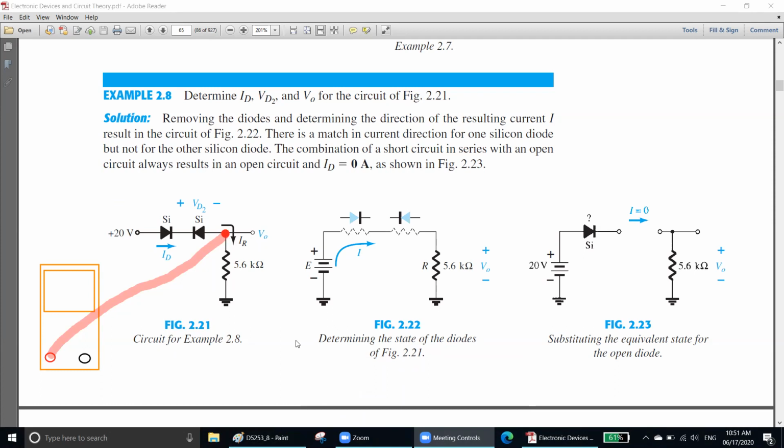Anyone, please give me an answer. Where will we put our black pin now? One of you said the answer. Near the ground. Exactly, ground. So we need to put the black pin near to the ground, right?